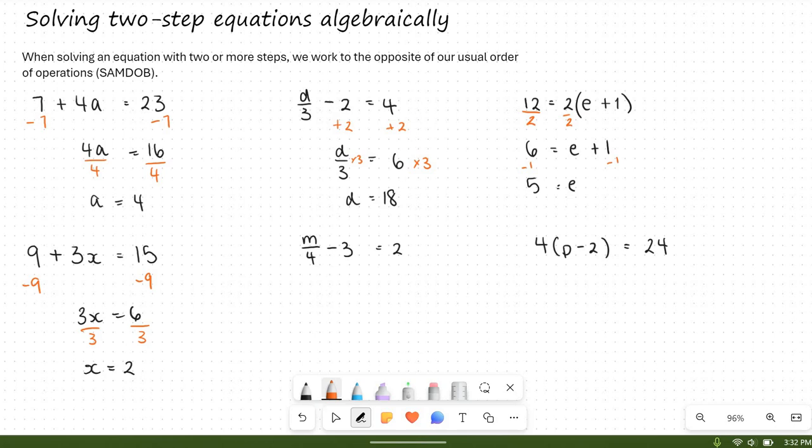For this next one, working away from the variable once again, we're going to start by adding 3 to both sides. I'm going to have m over 4 is equal to 5, and then if I times both sides by 4, I'm going to end up with m is equal to 20. Last but not least, on this one here, we're going to start by dividing both sides by 4. I'm going to end up with p minus 2 equals 6, and then I'm going to add 2 to both sides to get p equals 8. See, that wasn't so scary after all.